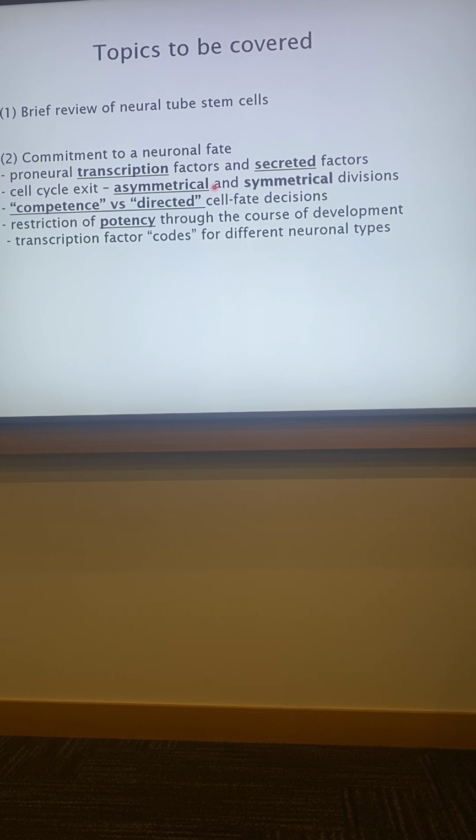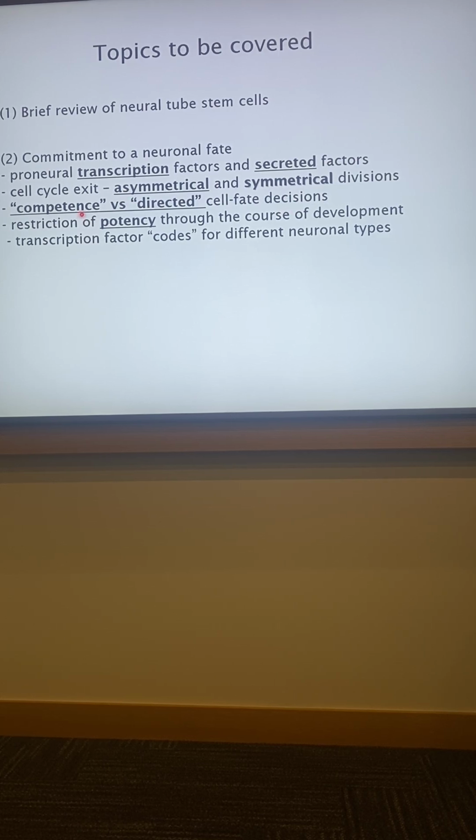Symmetrical versus asymmetrical divisions. So of course, early in development, neural stem cells do nothing but symmetrically divide. They give rise to daughter cells that are equivalent, like two neural stem cells. That's a symmetrical division, right? Asymmetrical obviously implies that one daughter cell goes on to be a neuron or a glia, and the other one stays a stem cell. So there's symmetrical versus asymmetrical, and in the early neural tube, it's nothing but symmetrical divisions.